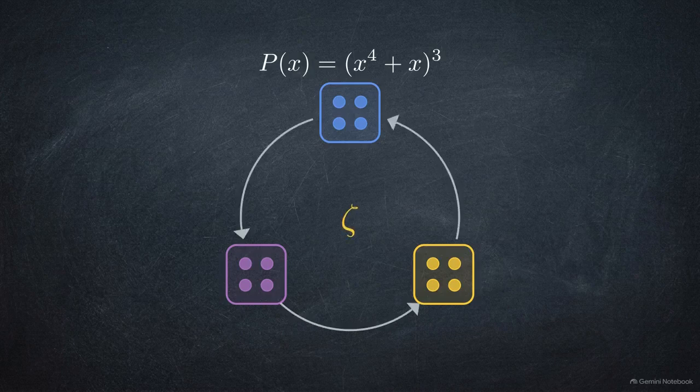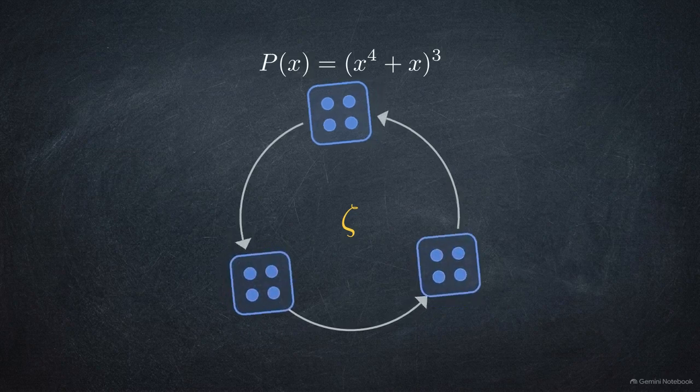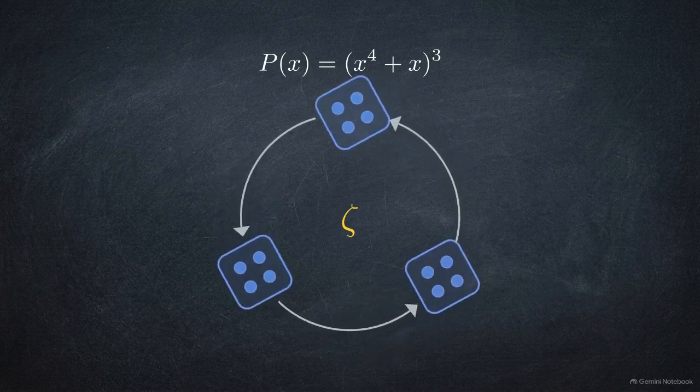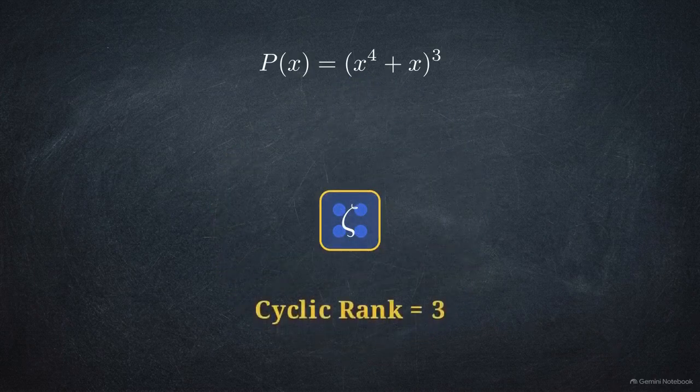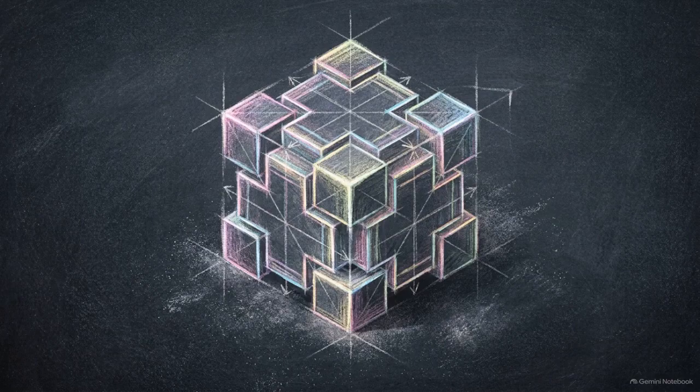This diagram maps out a degree 12 counterexample. P of x equals x to the 4th plus x all cubed. A naive additive atlas predicts these root blocks will operate independently, expanding outward. But a specific rotational symmetry, the cube root of unity, zeta, exists across this composed structure.